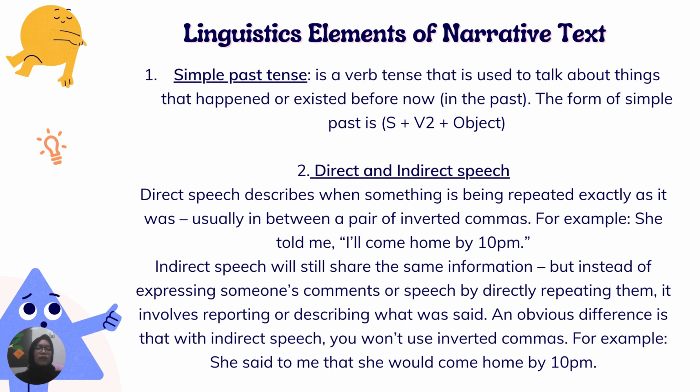Okay, you can see the example here, and then we can see the difference between direct and indirect speech. So indirect speech will still share the same information, but instead of expressing someone's comment or speech by directly repeating them, it involves reporting or describing what was said. An obvious difference is that with indirect speech, you won't use inverted commas. For example, she said to me that she would come home by 10 p.m.